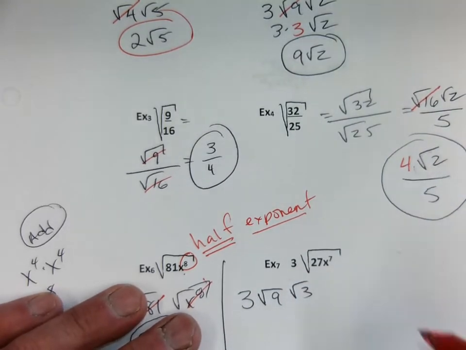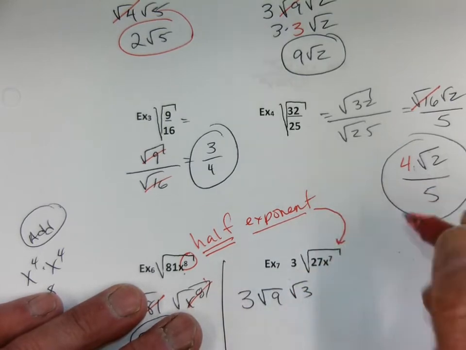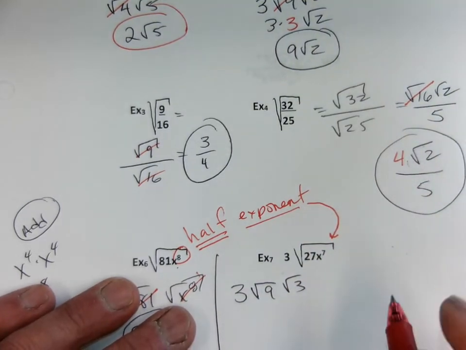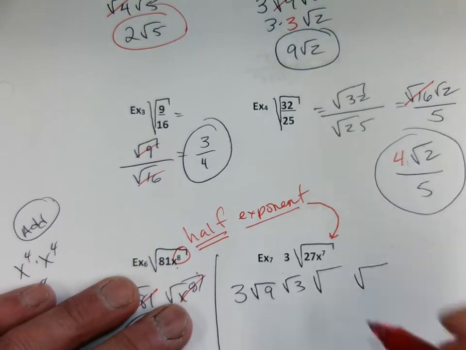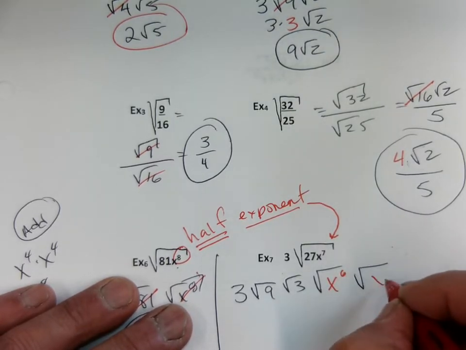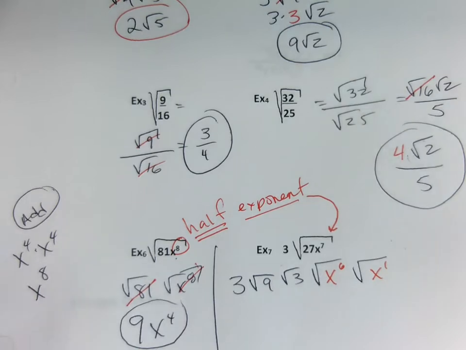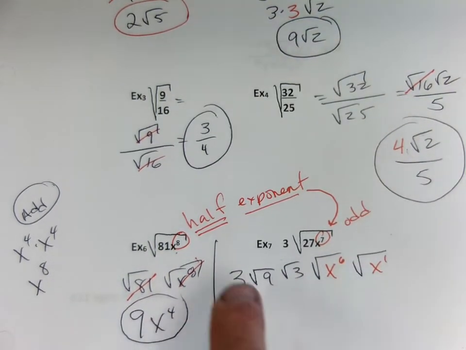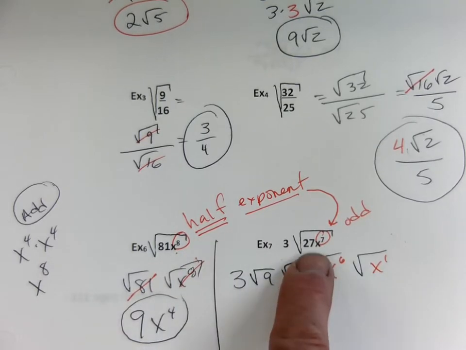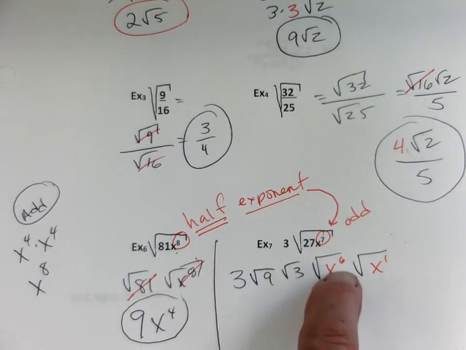I need half the exponent, and since it's odd, I'm going to take 1 away to make it even. Now watch me do this trick. I'm going to make it x to the 6th and x to the 1. If it's an odd exponent, I need to make it even because I take half of it. So by taking 1 away, x to the 6th and x to the 1, I can take half of this one.